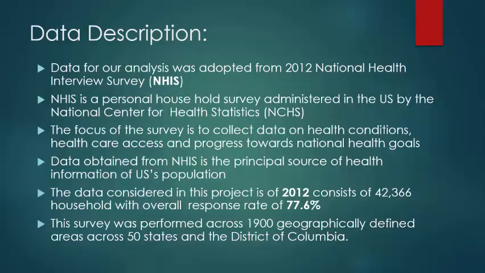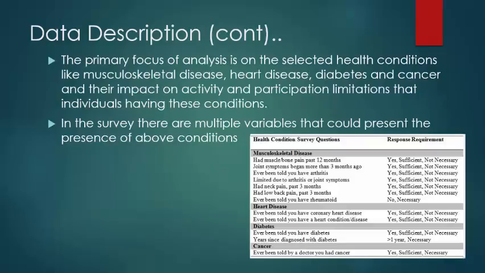Now, where has the data come from? The data for analysis was taken from the 2012 National Health Interview Survey (NHIS), a household survey in the US conducted by the National Center for Health Statistics. The data obtained from NHIS is the principal source of health information of the US population. The data considered in this project is from 2012 and consists of more than 42,000 observations with an overall response rate of 77.6%. As mentioned in our objective, our analysis focused on musculoskeletal and non-musculoskeletal health conditions, and activity and participation limitation of individuals.